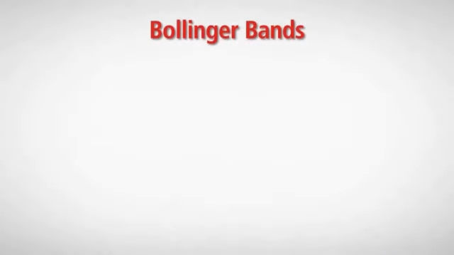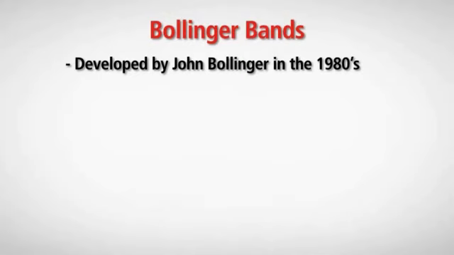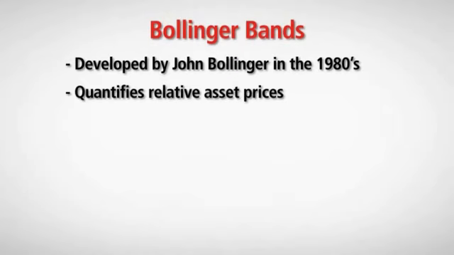Let's talk about another indicator called Bollinger Bands. Now, Bollinger Bands is a technical indicator that was developed by a guy named John Bollinger, that's why they're called Bollinger Bands, in about the 1980s. And he was trying to quantify relative high and low levels of assets so that he could buy at relatively low levels and sell at relatively high levels.